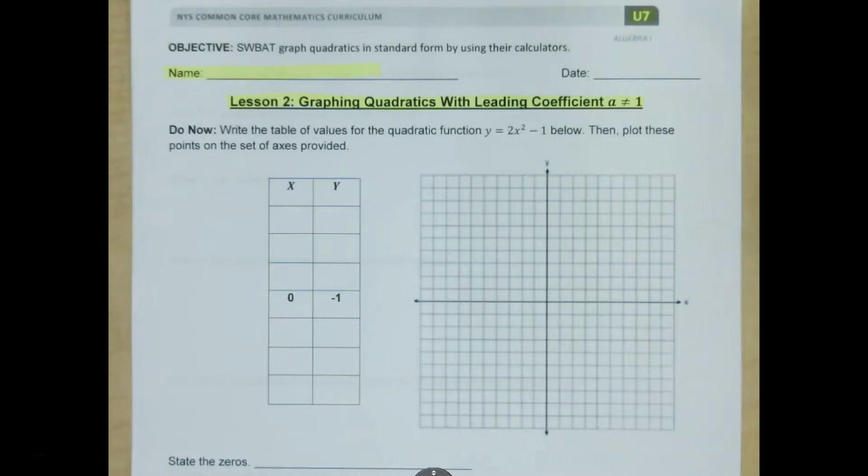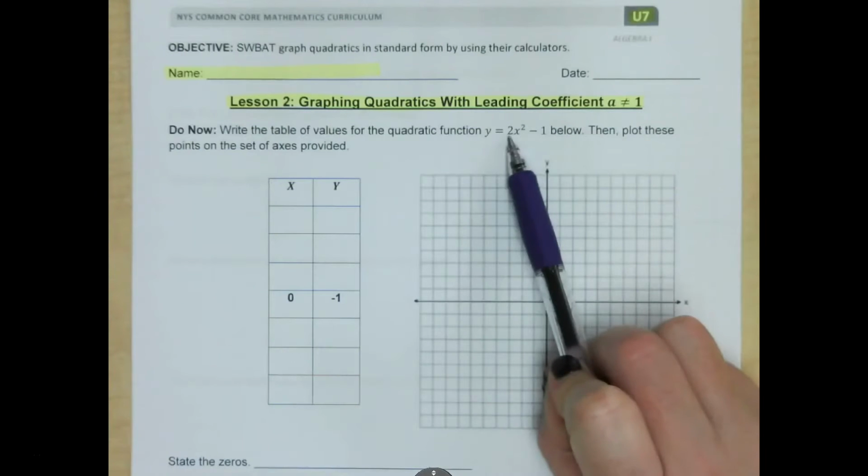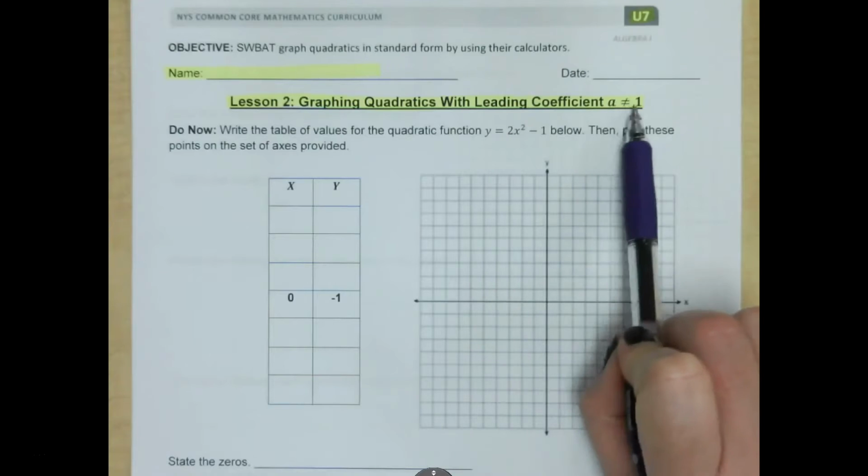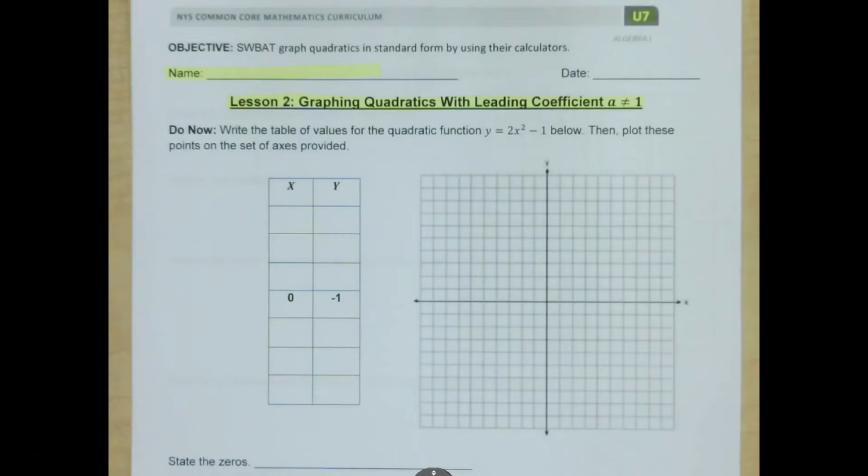Hey boys and girls, so today we're going to be going over Unit 7, Lesson 2, which is graphing quadratics with the leading coefficient not equal to 1. Again, that's going to be that A value, that number that's right in front. And you can already see in the do now, my leading coefficient is not equal to 1. That's what we're going to be working on for today.